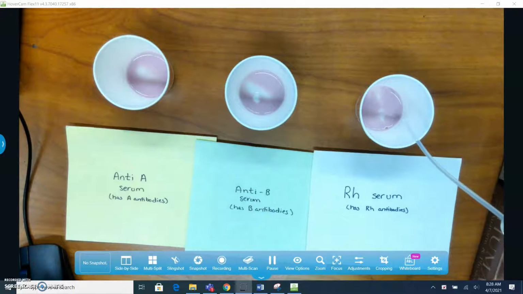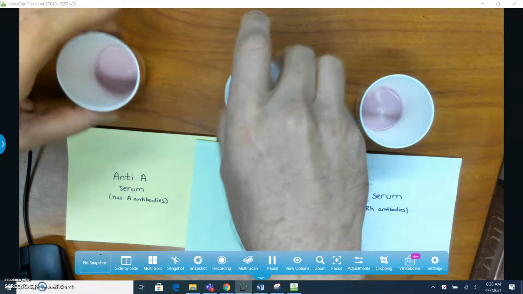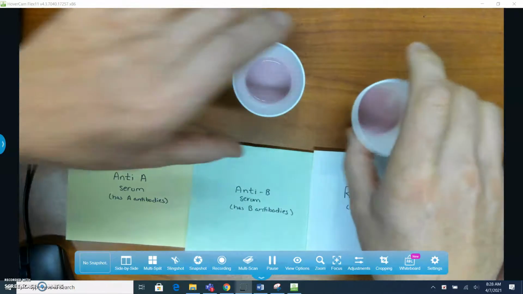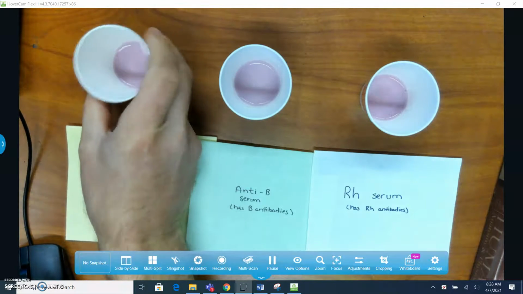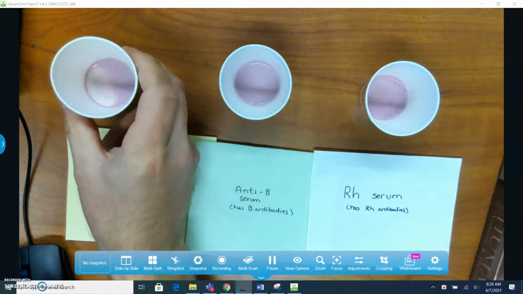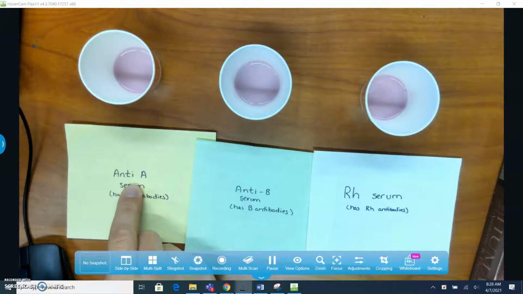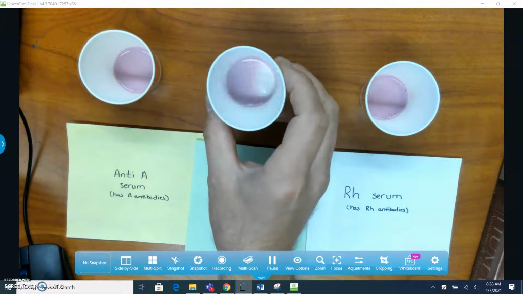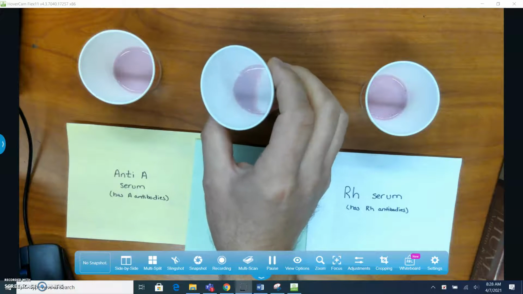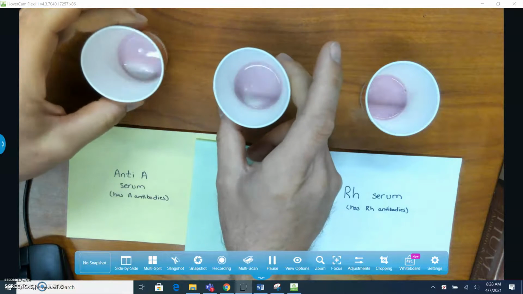Okay, a little mixing. Okay, let's see what we have. With the A serum, it's still liquidy, so the A antigen is not there. So it can't be type A, and it cannot be type AB blood. I mixed in the B serum, no clumping going on there. So now it can't be type B blood, which means that we have blood type O here.